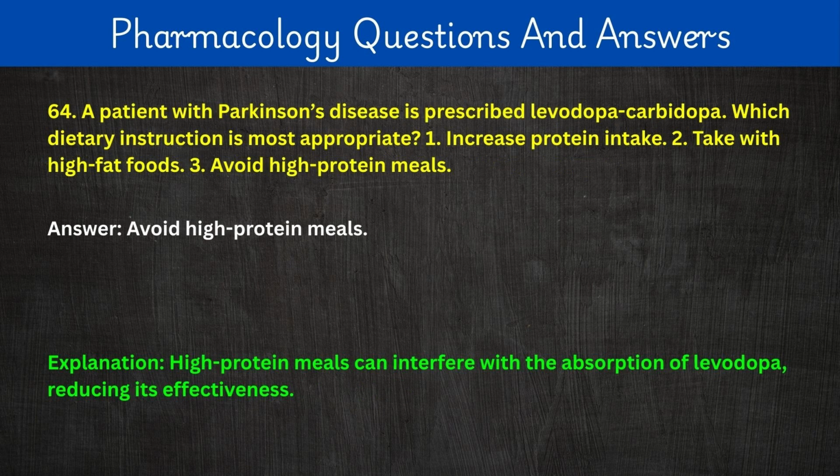64. A patient with Parkinson's disease is prescribed levodopa-carbidopa. Which dietary instruction is most appropriate? 1. Increase protein intake. 2. Take with high-fat foods. 3. Avoid high-protein meals. Answer: avoid high-protein meals. Explanation: high-protein meals can interfere with the absorption of levodopa, reducing its effectiveness.